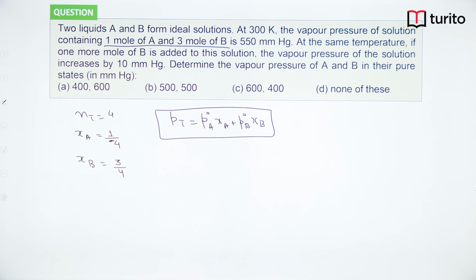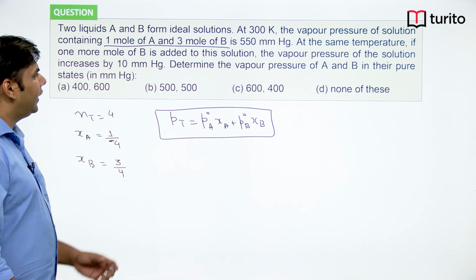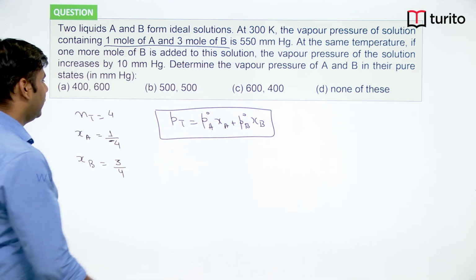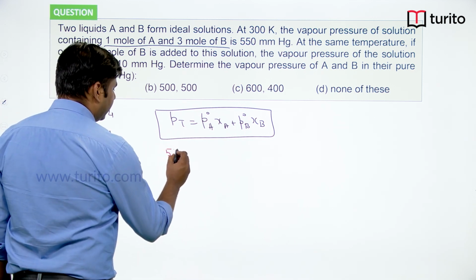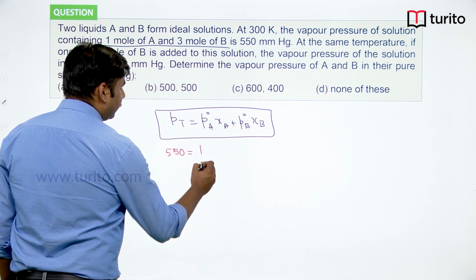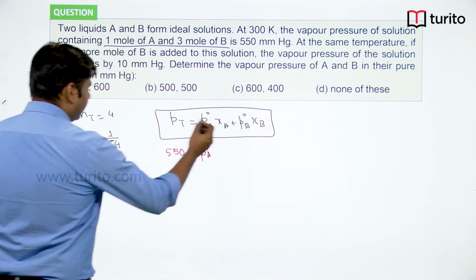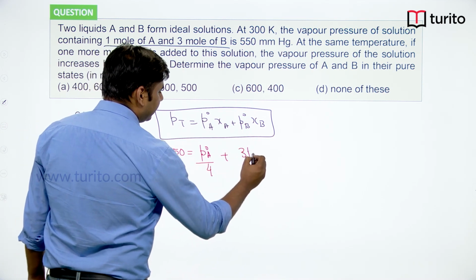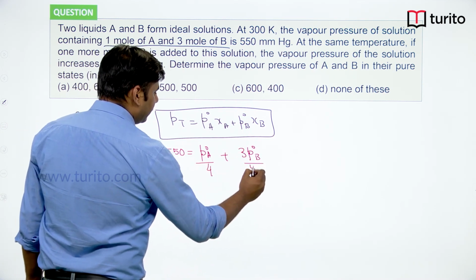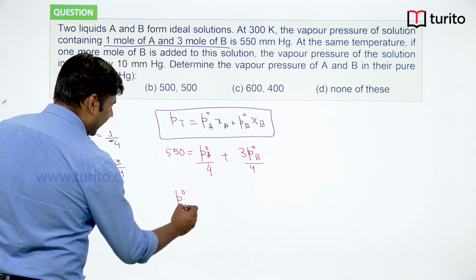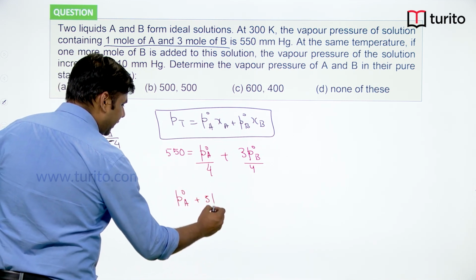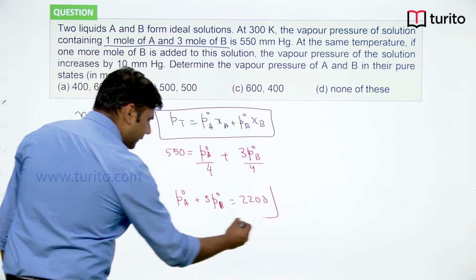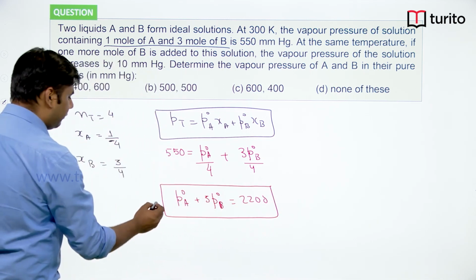So we know that we mixed two liquids, 1 mole of A and 3 moles of B are mixed together. The pressure over the solution is 550. Let the pressure of pure A be P naught A. So XA we already know is 1 by 4 and XB is 3 by 4. So I will get an equation: P naught A plus 3 P naught B will be equal to 2200. So this is the first equation that I am going to form.